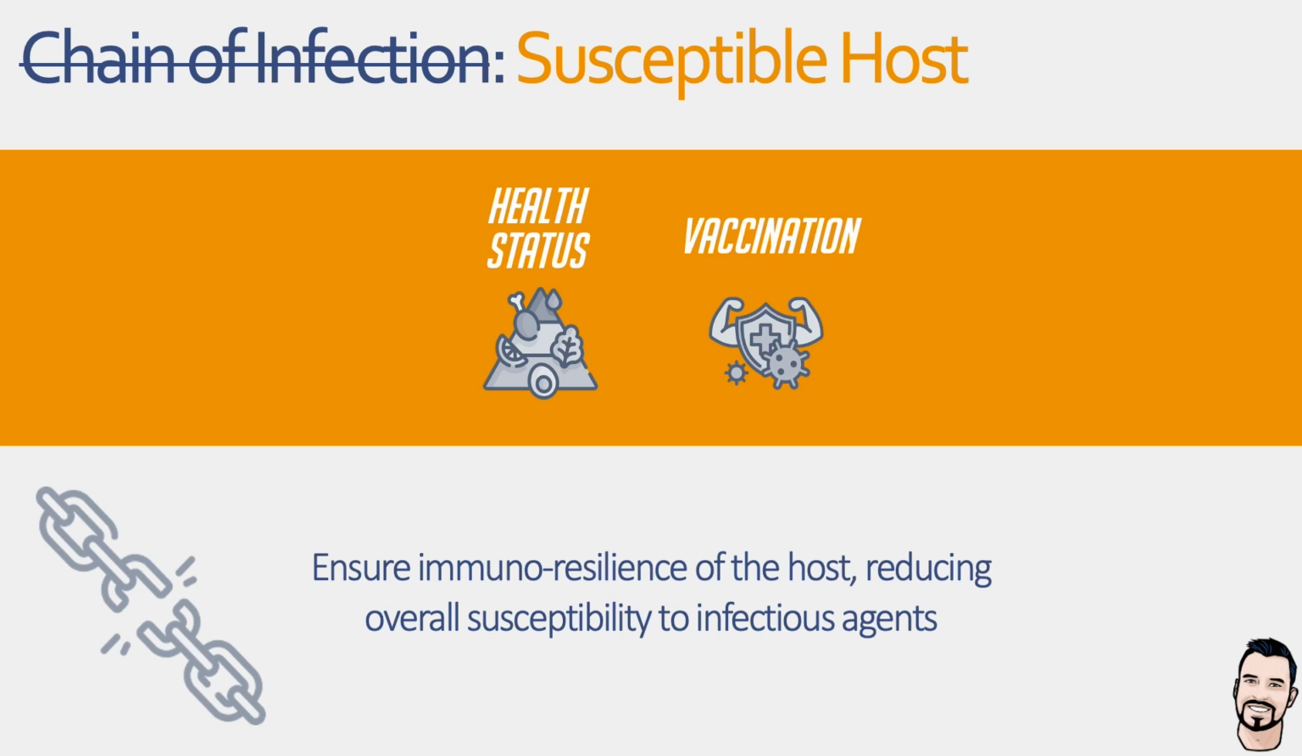By priming the host's immune system to recognize and respond rapidly to specific pathogens, vaccines prevent infection entirely or significantly reduce disease severity, lowering both individual risk and population-level transmission. And so at this late stage, the chain is broken not by blocking exposure, but by ensuring the host is resilient enough to resist infection.